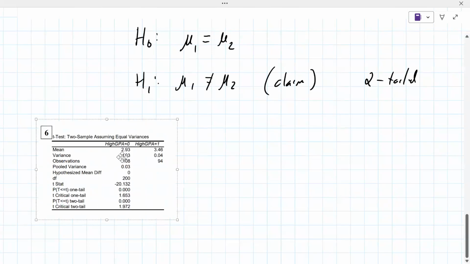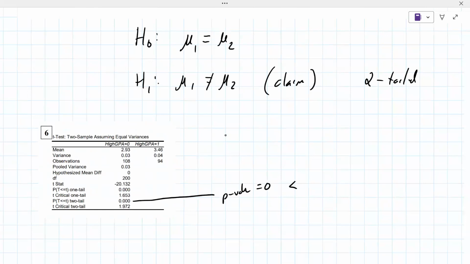So here's table 6. You're looking for the two-tailed p-value, which is 0, which is less than the alpha, which is 0.05. It does say that on the first page. I think I made a comment last time that it depends on the alpha level. It is 0.05 on the first page. So you would reject H0, and support the claim that the means are different.